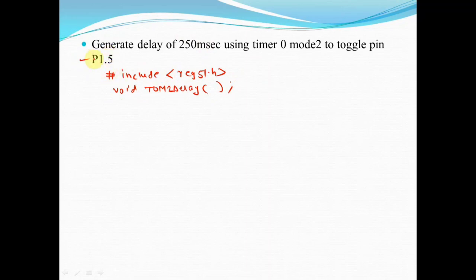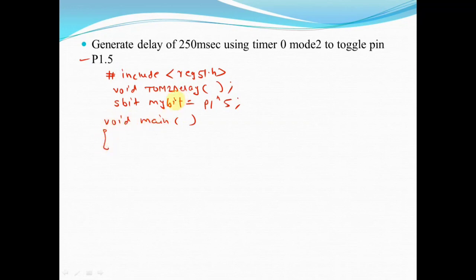Here I want to toggle a single port pin, so I am declaring that with the help of the data type sbit. So sbit, give some name, mybit equal to P1^5. These are the initial declarations. Now we will start writing the main program, so void main.